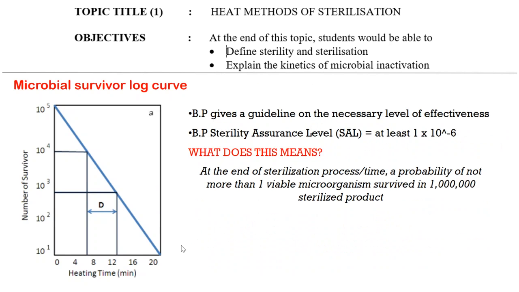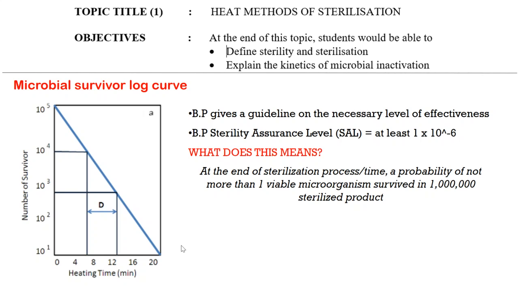This is one of the important things that you have to understand regarding the kinetics of microbial inactivation. The inactivation of microorganisms will depend on the microbial survival log curve. BP, or British Pharmacopoeia, gives a guideline on the necessary level of effectiveness. So the BP SAL, or sterility assurance level, was set at least 1 × 10⁻⁶.